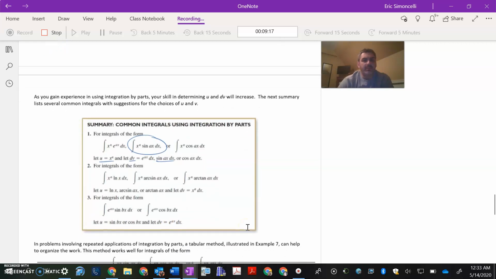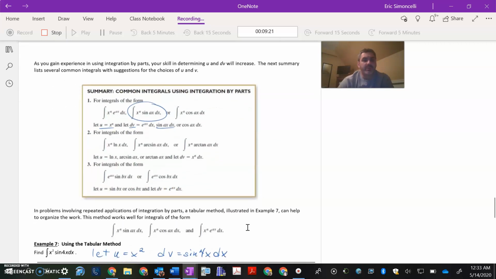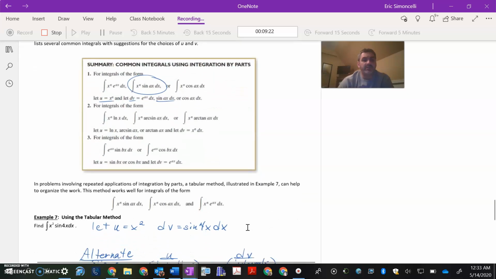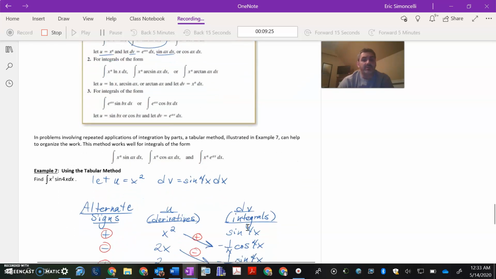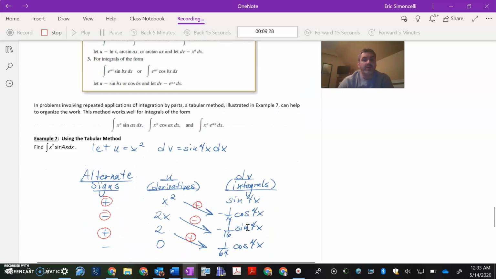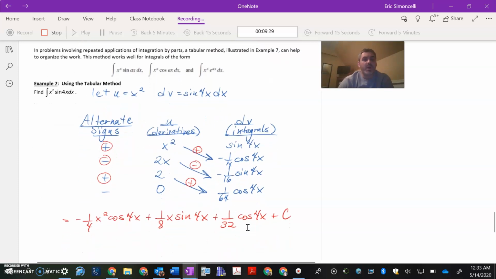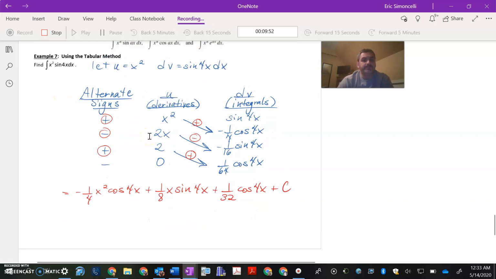In problems involving repeated applications of integration by parts, a tabular method illustrated in example 7 can help to organize the work. This method works well for integrals of the following form. So you've got the trig function, the integral of x to the n cosine ax dx, and so on. The last integral, again, x to the n e to the ax dx. Okay, so using the tabular method, here's how it's going to look.